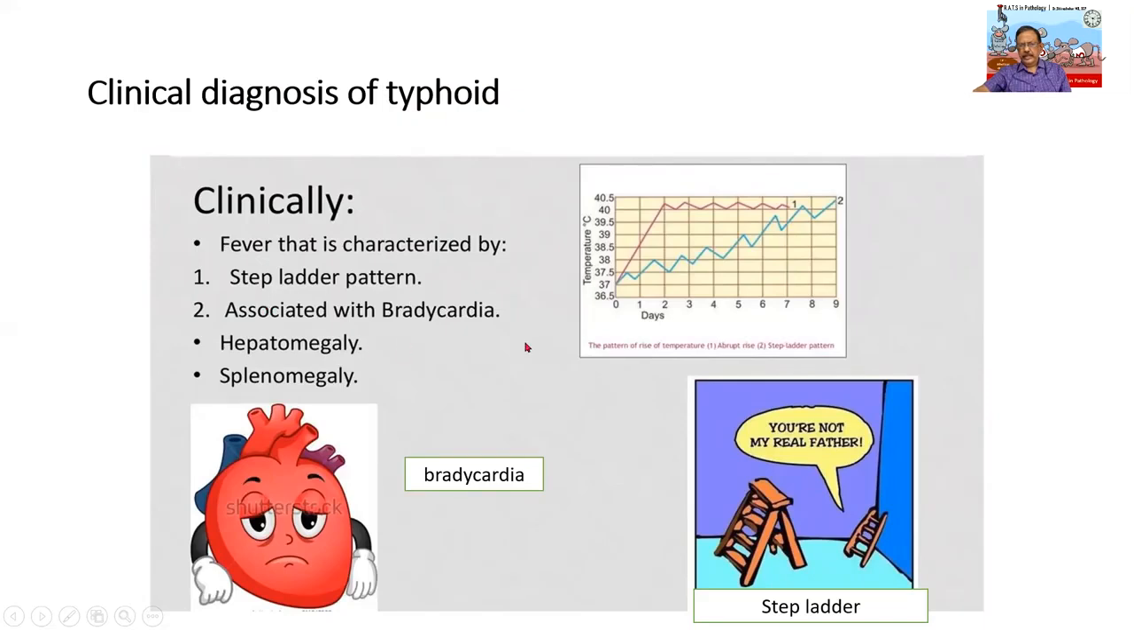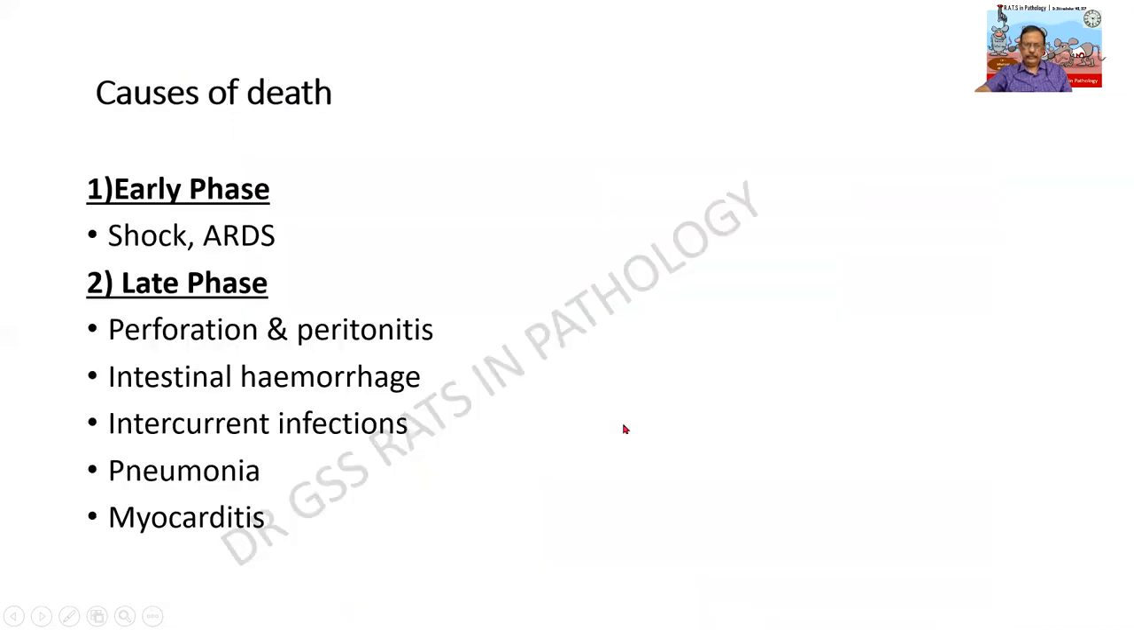So clinically, these are the things that we had seen. Bradycardia, so there is no increase in the heart rate. And this is a step ladder that is given there. So you find that there is a step ladder pattern of fever that is seen in typhoid. The cause of death can be because of shock and ARDS, adult respiratory distress, or there can be perforation, peritonitis, hemorrhage. Myocarditis and cardiac arrest can be present. So in the early stage, it is shock and ARDS. Late stage, these can be the causes for death.